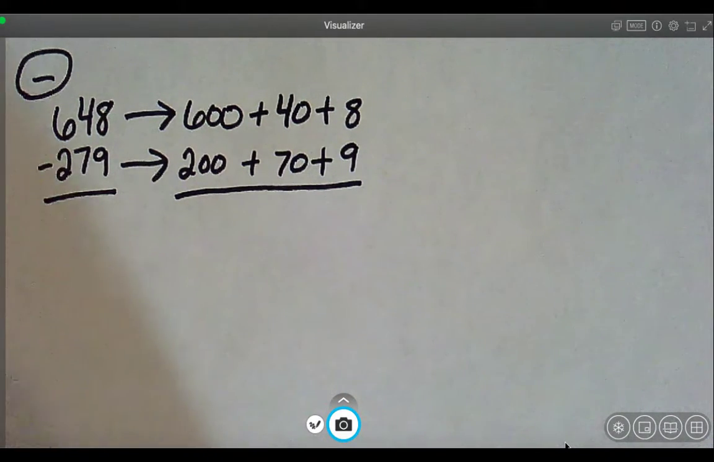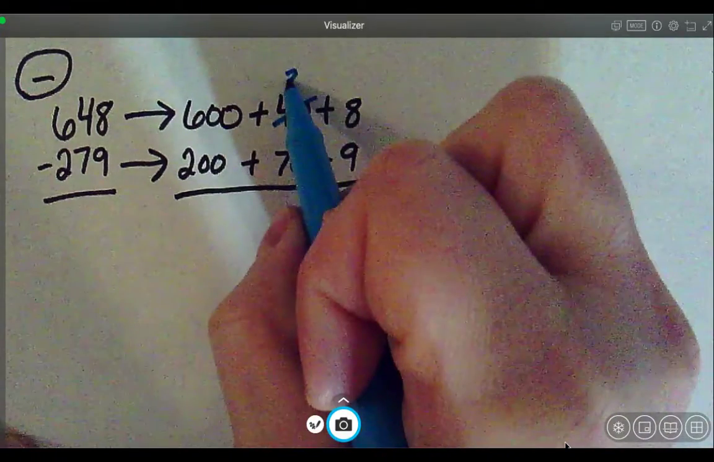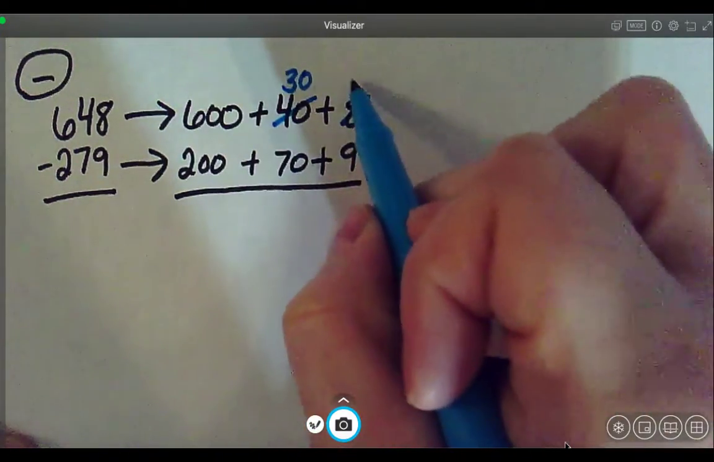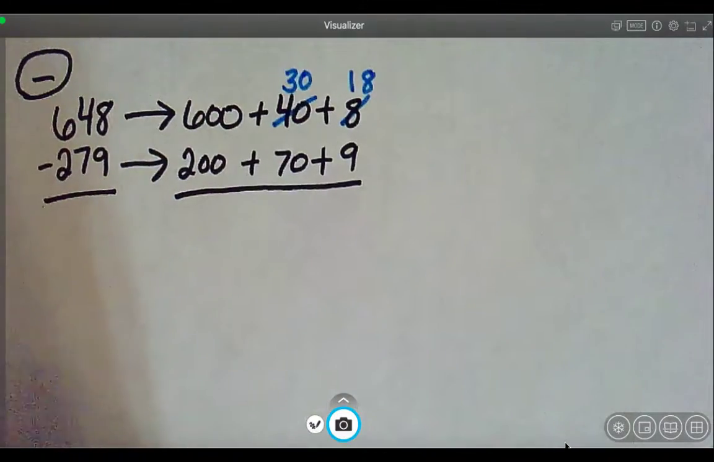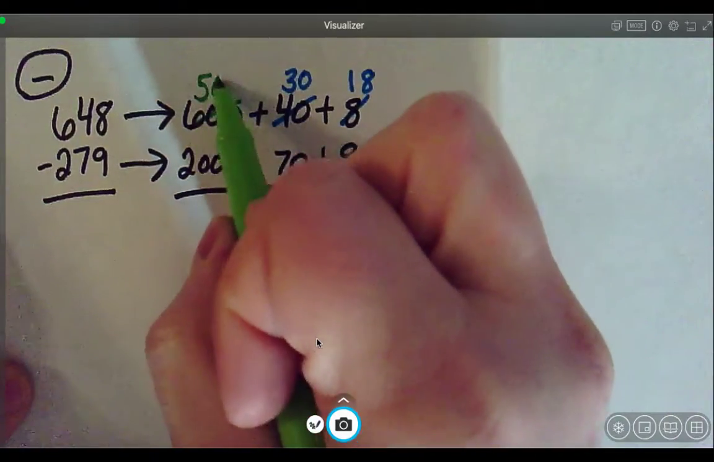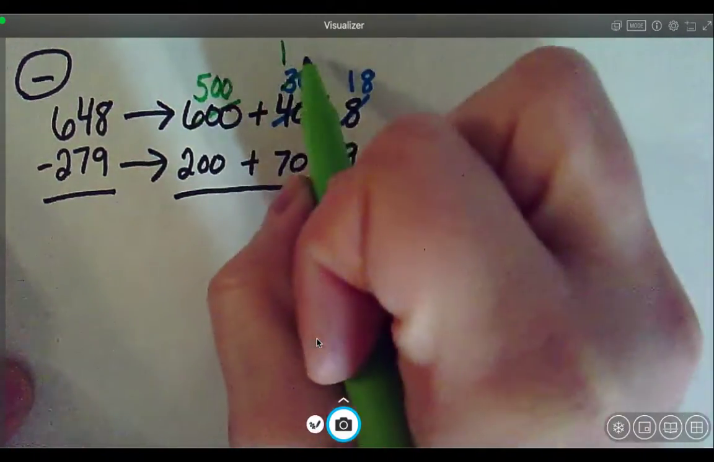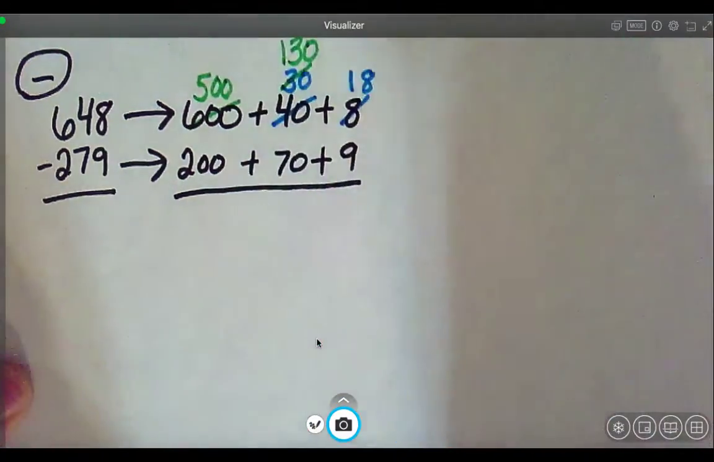So I can see that my ones place automatically, I'm going to need to regroup because I cannot take 9 from 8. So I'm going to take a 10 away from my tens place, and I'm just going to move that 10 over to the ones place. So I no longer have 40 plus 8, but I have 30 plus 18. Now, I'm also going to regroup my hundreds place. I'm going to move a 100 from the hundreds place over to the tens. And so I'm going to have 500 plus 130 now.